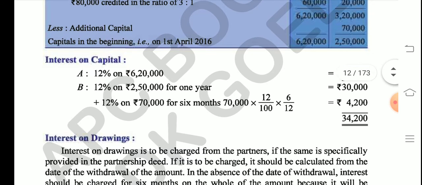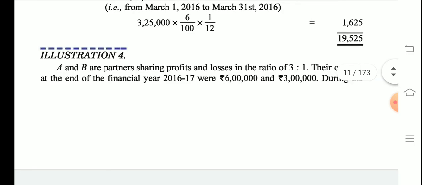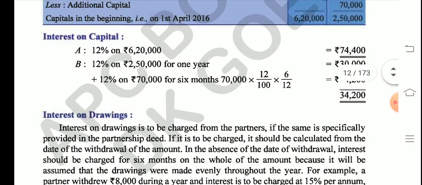So always remember, the interest on capital is calculated on the opening capital. This topic is clear to you. I hope this illustration is clear to you as well, and please do mark this illustration 4 as important. It was very, very important. So by now we have covered these topics.